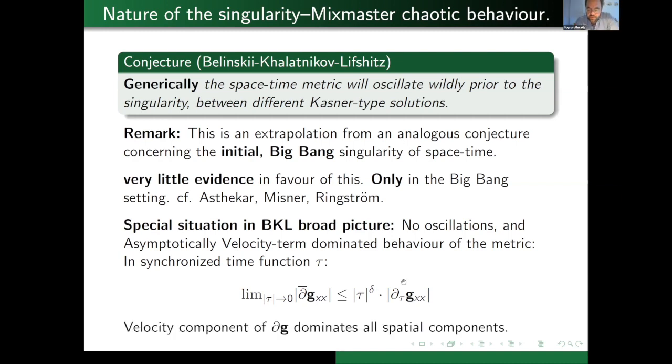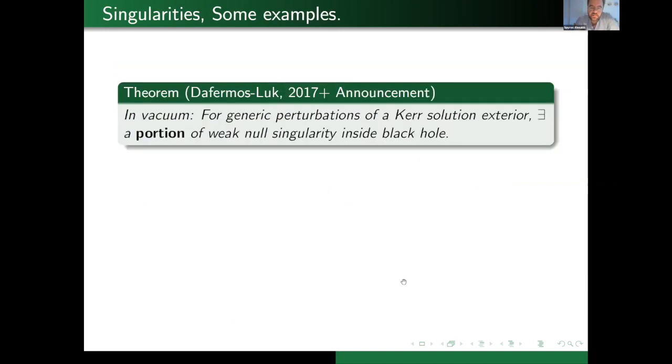Okay, yeah. So far what I've done is I've shown many predictions and shown results that paint a very, very different picture depending on the setting. Let me end with some examples. One is by Dafermos and Luk, whose first installment came out in 2017, and more have been announced, which show that for black hole interiors, if one takes a generic perturbation of the Kerr solution, there is a portion of the singularity which is of weak null type.